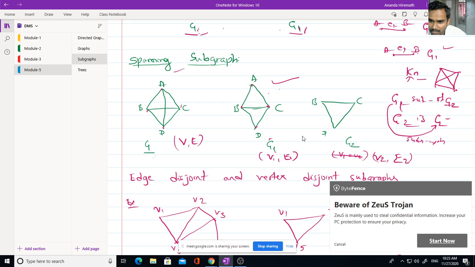Okay, but G2 is not a spanning subgraph of G. Let us see whether it is a subgraph of G. Yes, it is a subgraph of G because all the vertices B, C, D belong to G and these edges belong to G. So this is no doubt a subgraph of G. But whether it is a spanning subgraph of G? No, because there is no vertex A in this graph. This vertex is missing. So we say that G2 is not a spanning subgraph of G.